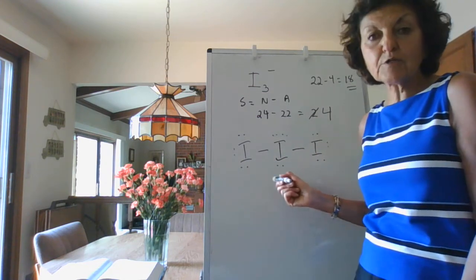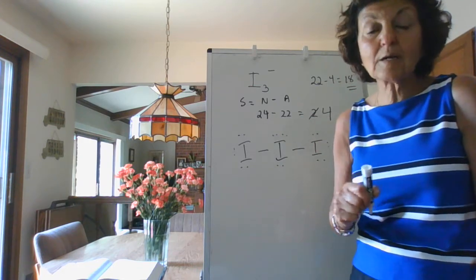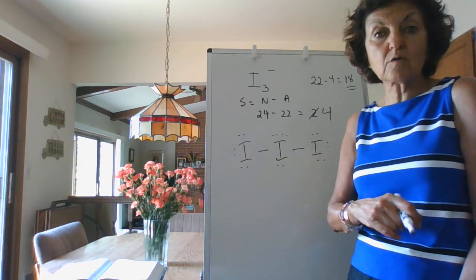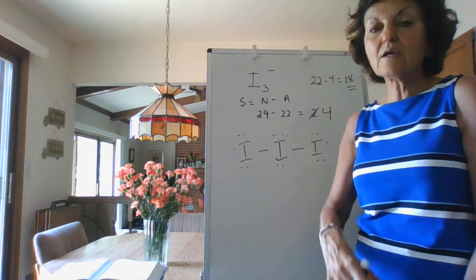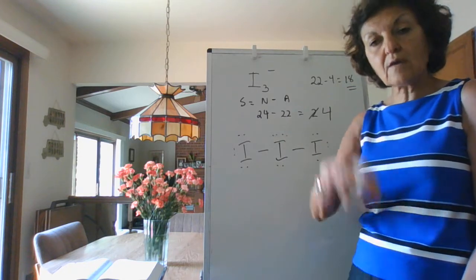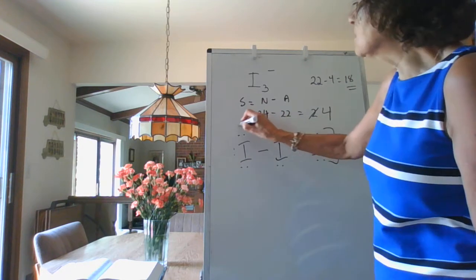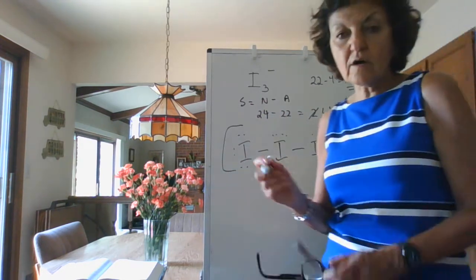Is this an exception to the octet rule? Absolutely. Is it okay that it's an exception? Yes, because iodine has the D zone that it could use, okay? Anything that is first or second period, no. Anything that's in the third period and heavier can have exceptions to the octet rule. Since it's a polyatomic ion, we'll put brackets and the charge on this, and you are done.